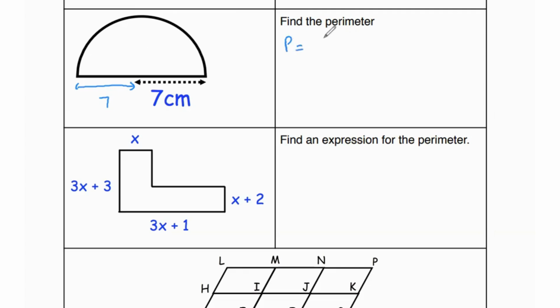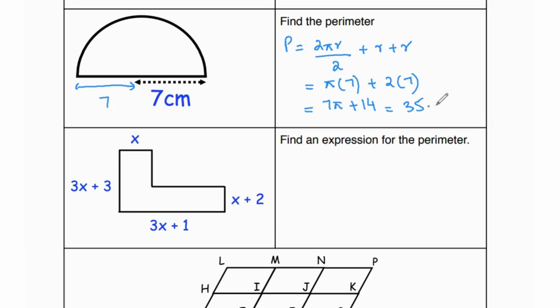Since the perimeter includes half of the circumference, which has the formula of 2 pi r, we divide that by 2 since it's a semicircle, and then add the radius 2 times. So that's pi times 7 plus 2 times 7, 7 pi plus 14, and that gives us 35.99 centimeters. Like I've mentioned before, if it's the perimeter, the unit would be centimeters, meters, whatever the metric unit is. If it's the area, it would be squared. If it's the volume, it would be cubed.